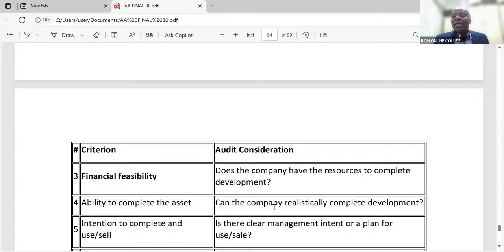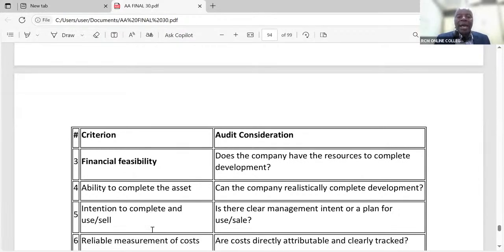Ability to complete the asset. Can the company realistically complete development? Do you have enough engineers? Do you have enough staff? Then we have intention to complete and to use or sell.